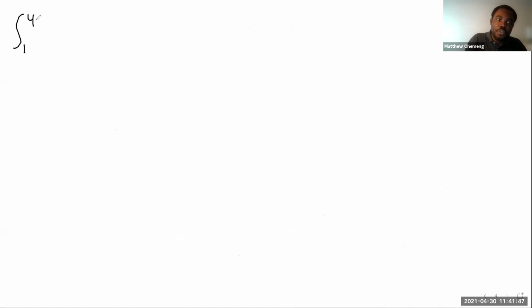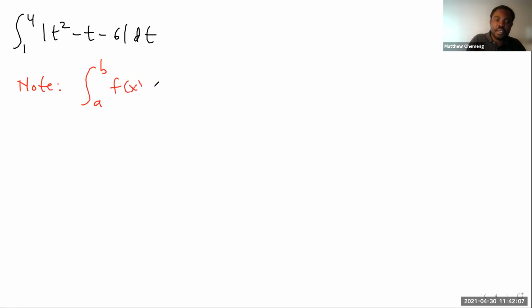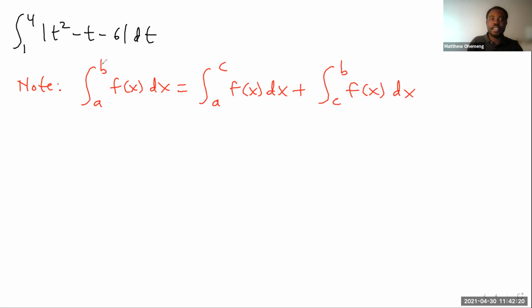So now I'm here, integral from 1 to 4 of absolute value of t squared minus t minus 6 dt. So remember that we said that. So note, let me use a different color here. Do you recall we said that for the properties of definite integrals, the integral from a to b of f of x dx is equal to the integral from a to c of f of x dx plus the integral from c to b of f of x dx, if c is in between a and b. Do you remember this property?